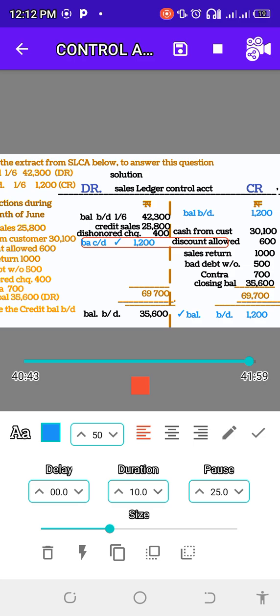Now, do not make a mistake. The balance brought down on the debit side is the actual debtor, while the balance brought down on the credit side is a refund.